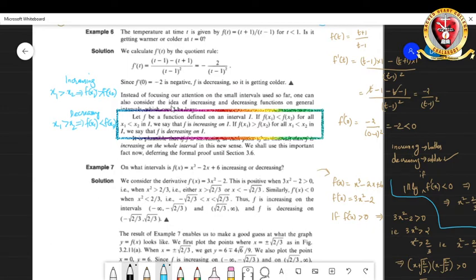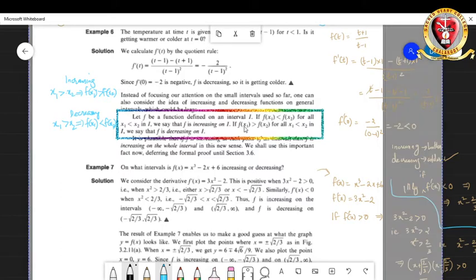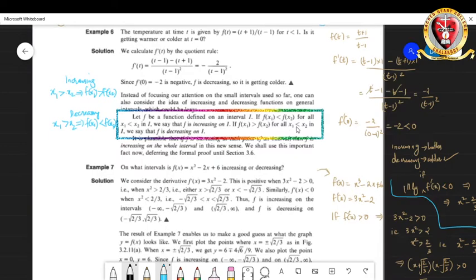Suppose f is a function defined on an interval I, and whenever x1 is strictly less than x2 implies f of x1 is strictly less than f of x2, that will mean f is increasing on I. And similarly, when x1 is strictly less than x2 and the inequality reverses for f of x1 and f of x2, that will mean the function is decreasing on that interval.